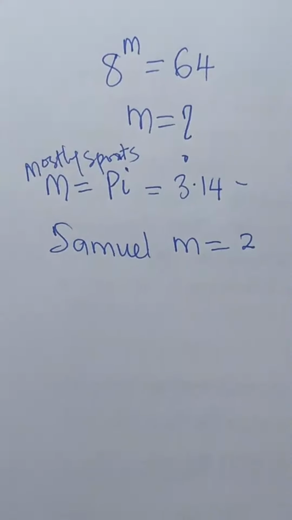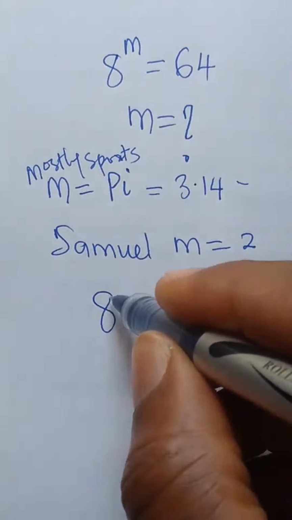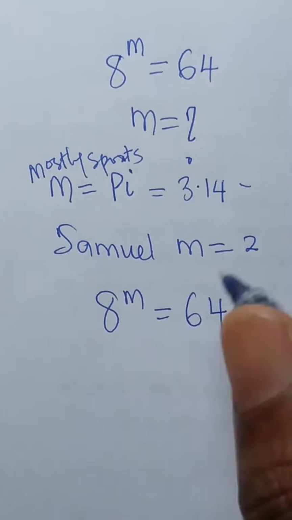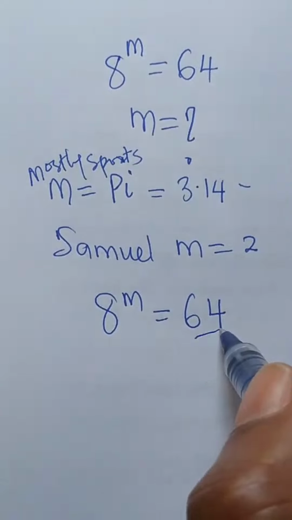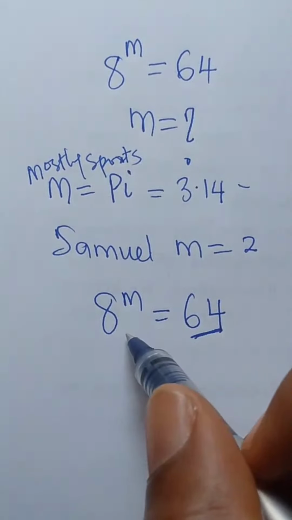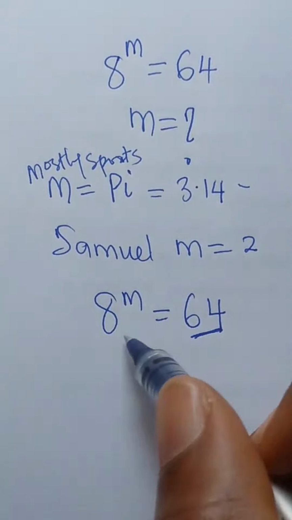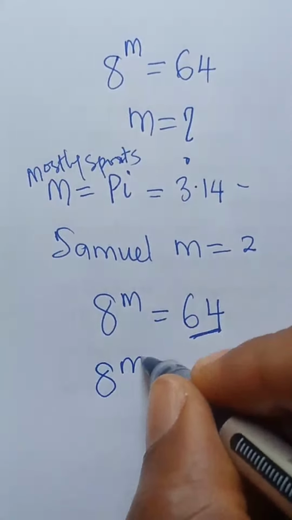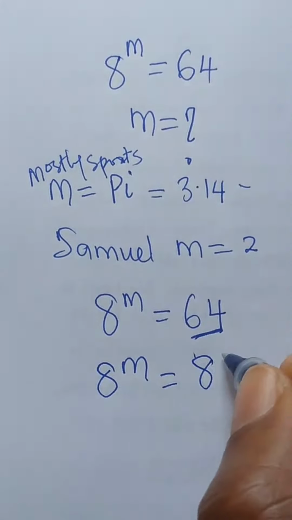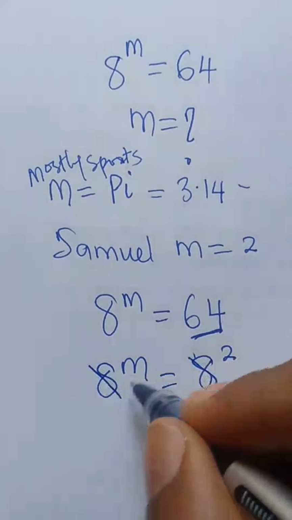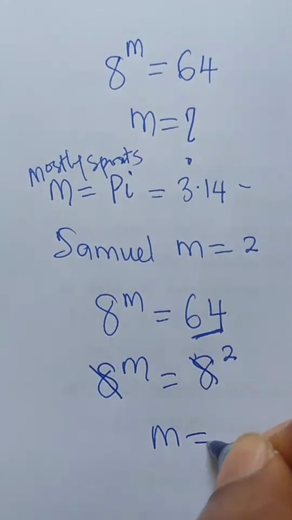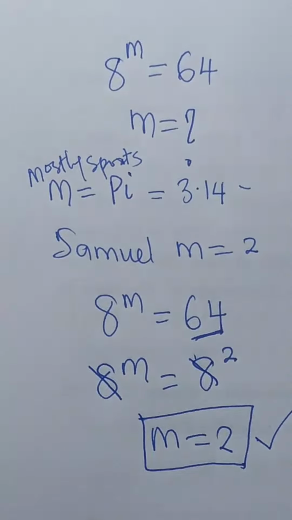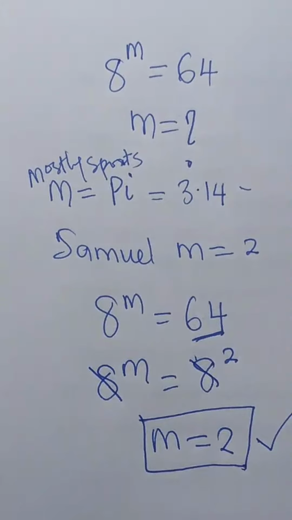Okay, so let me solve this. We have 8^m is equal to 64. The best thing to do here is to find a way to put this 64 in base 8. And we know 8 squared is equal to 64. So instead of writing 64, write 8 squared. The bases are the same, so we equate their powers. So m is equal to 2. Mostly Sports, this is the solution and this is the best solution. So Samuel got it right. So cheers to you, Samuel.